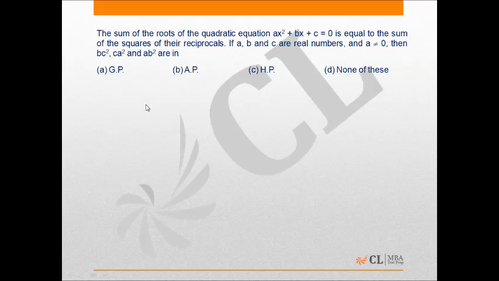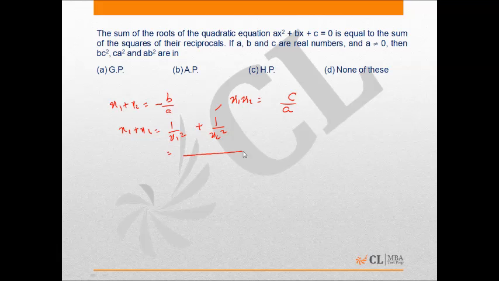Now the first thing that we do is say let the roots be x1 and x2. So the sum of the roots, that is x1 plus x2, is minus b upon a. Similarly, the product of the roots, that is x1 x2, is c upon a. So from here, by the question, we have x1 plus x2 is equal to 1 upon x1 squared plus 1 upon x2 squared.